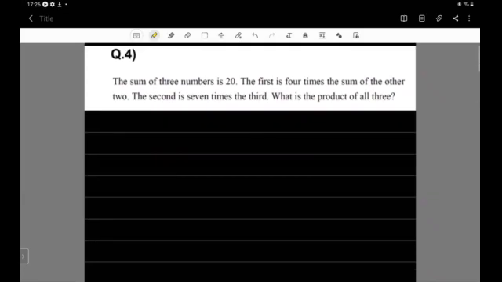The sum of 3 numbers is 20. A basic algebra problem where the sum of 3 numbers is 20. Let's assume the 3 numbers to be A, B, and C. The first is 4 times the sum of the other 2. So let's say A is the first number. So A is 4 times B plus C. Look, the sum of the other 2, right? So let's call this equation 1.